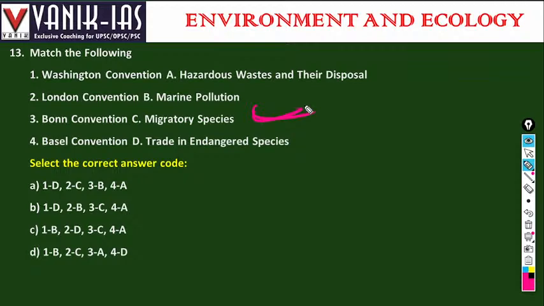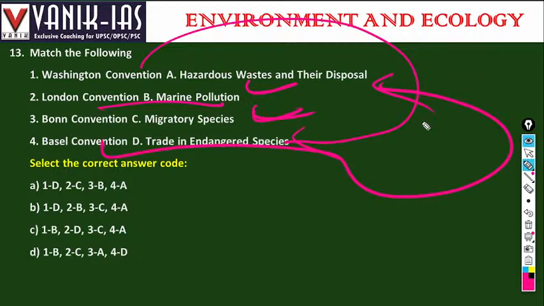So next is Basel Convention, Washington Convention and London Convention. Which two options? Washington Convention is regarding trade in endangered species. Marine pollution is regarding London Convention, that is right. Bonn Convention is for migratory species and Basel Convention is for hazardous waste. Yes, Basel Convention is for hazardous waste and its disposal.